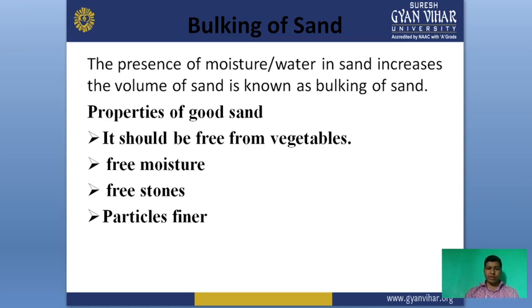The good properties of sand are that it should be free from vegetation like grass, etc. It should be free from moisture, and free from stones and other fine particles. These are the properties of a good sand, which is usually preferred in mortar for the plastering process.